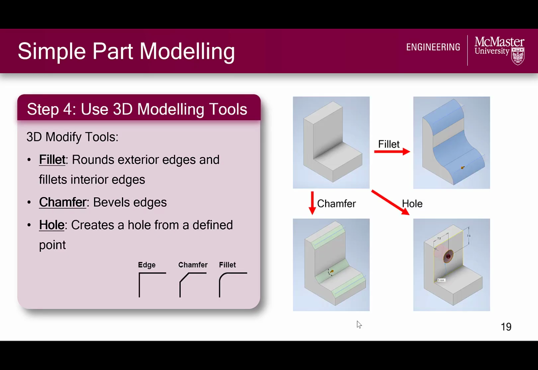Once we have a base 3D part created, we can also use some modify tools like fillet, chamfer, and hole. The fillet tool allows us to round exterior edges and fillet interior edges. These both give the same general smoothing effect, where round removes material and fillet adds it. With the chamfer tool, we can bevel edges of a part, and the hole tool is no surprise. It allows us to make holes from defined points on a part.